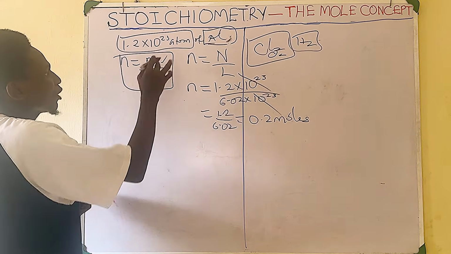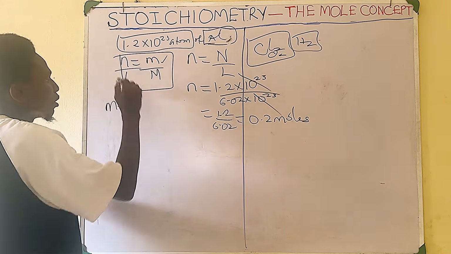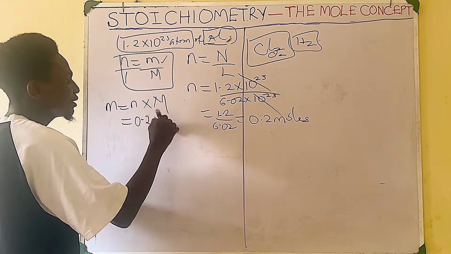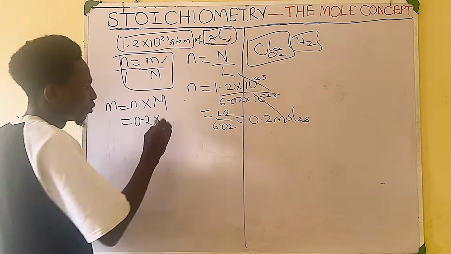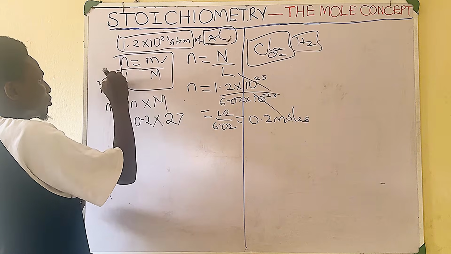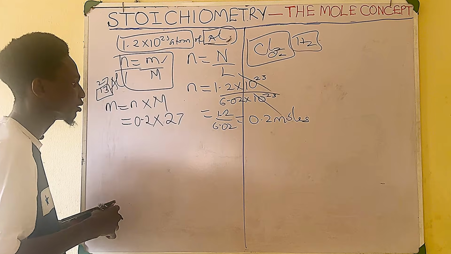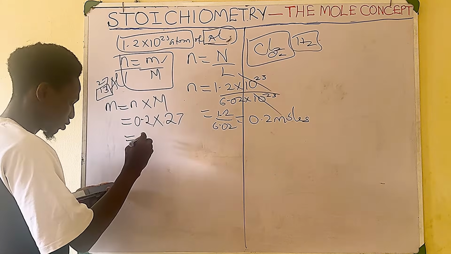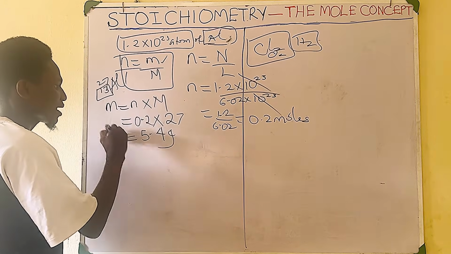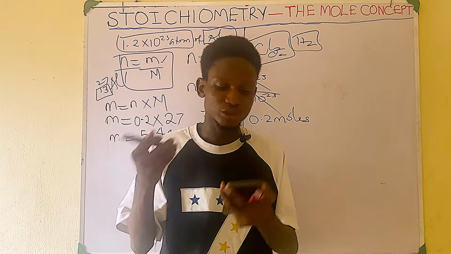Now from there, I can look for my mass. Your mass equals n times M, the molar mass. So 0.2 times the molar mass of aluminium. Aluminium is 27. Remember that the atomic number of aluminium is 13, and the mass is 27. I was explaining that previously. So 0.2 times 27 gives 5.4 grams. So my answer, the mass is 5.4 grams. It's actually very simple, just relate the different formulas.